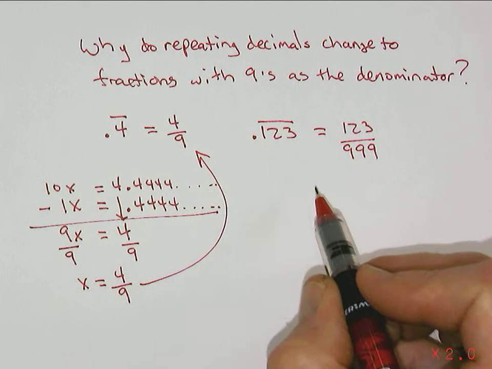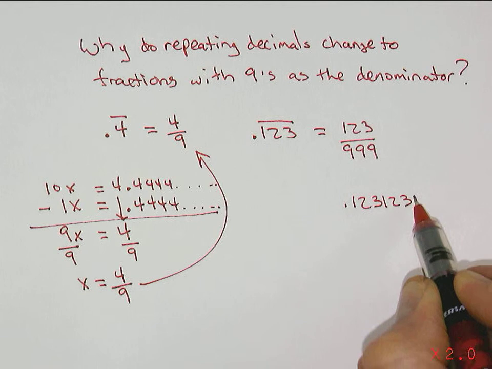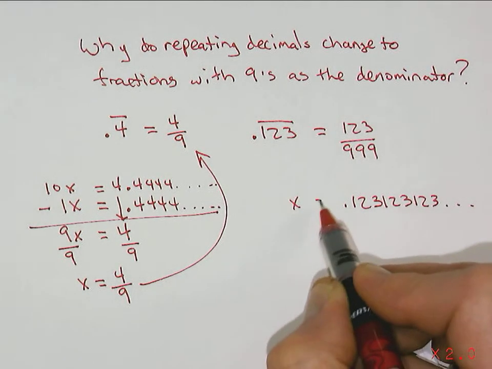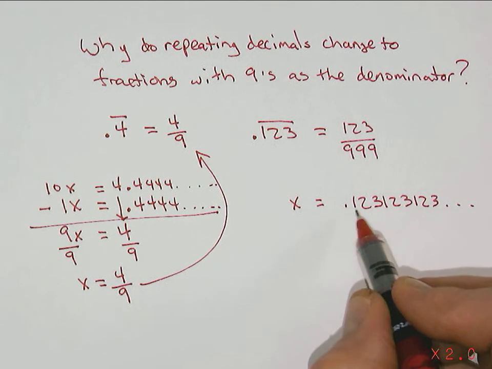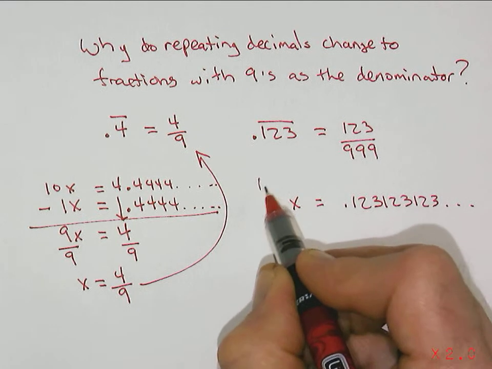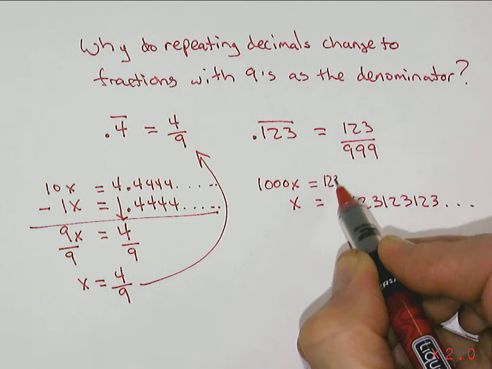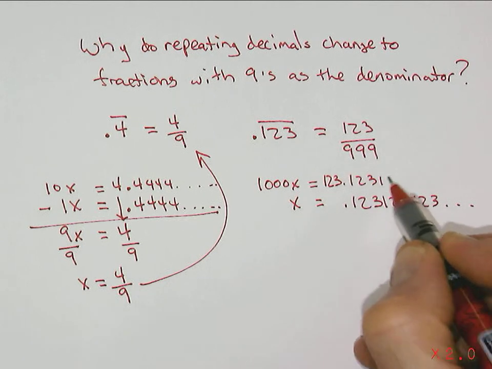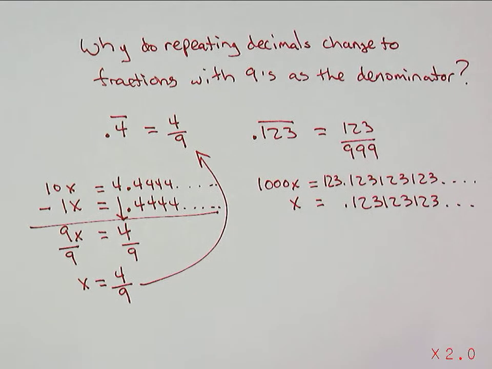So I do the same thing with this one here. If I have 0.123, 1, 2, 3, 1, it just keeps going on forever, and I call that x. And I say, well, let's see, 3 numbers repeat, so I'm going to multiply it by, this is tenths, hundredths, thousandths. I'm in the thousands place before it starts over again, so I'm going to multiply it times 1,000. So 1,000x will give me 123.123, 123, 123 forever. So that just keeps going on.